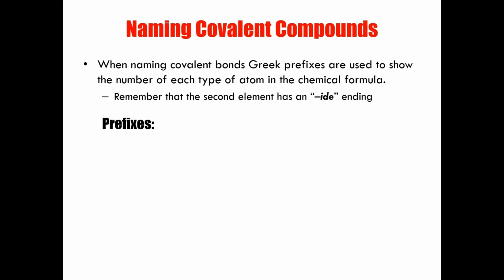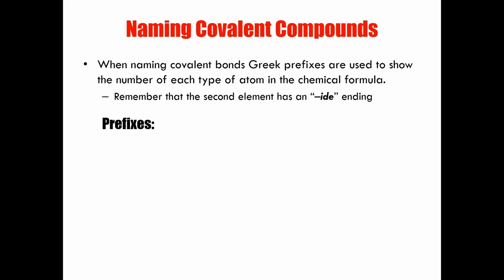And so, how do we write out the subscripts of covalent compounds? And how do we name those compounds based off of their subscripts? Because of course, each one of those numbers is incredibly important in telling us something about that compound. Well, when writing covalent bonds, Greek prefixes are used to show the number of each type of atom in the chemical formula. And of course, remember that the second element has the ending "ide."